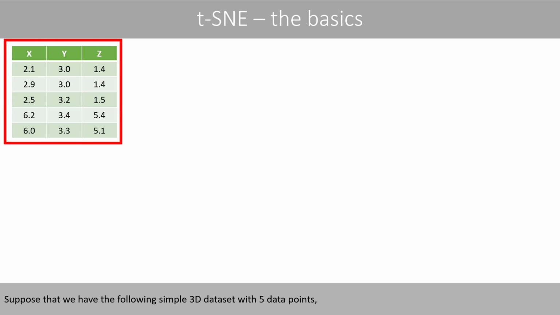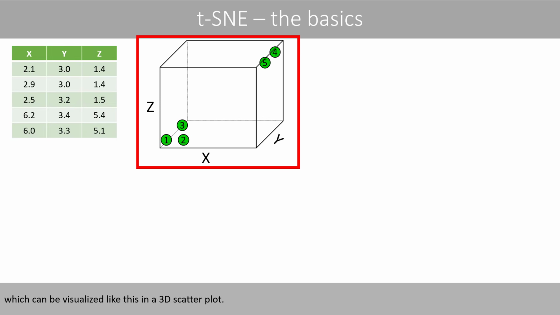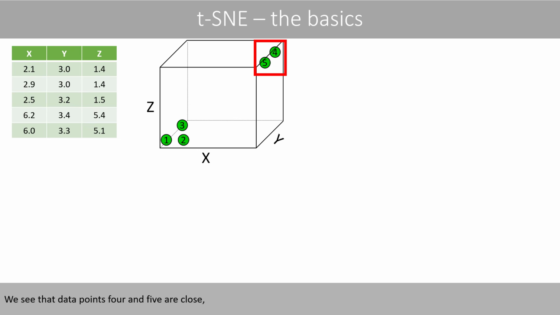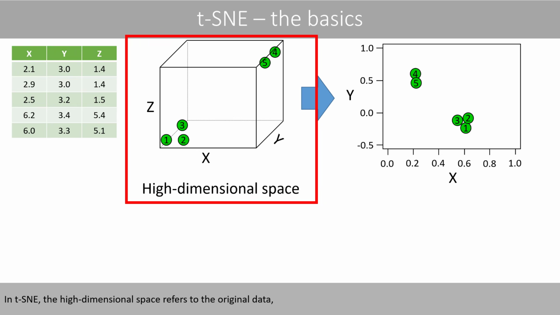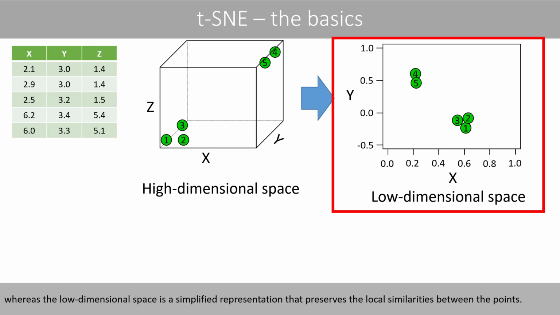Suppose that we have the following simple three-dimensional dataset with 5 data points, which can be visualized like this in a three-dimensional scatter plot. We see that data points 4 and 5 are close, whereas data points 1, 2 and 3 are close. The idea is to project these data points into 2 dimensions, so that we can visualize the data in a simple 2-dimensional scatter plot. In t-SNE, the high-dimensional space refers to the original data, whereas the low-dimensional space is a simplified representation that preserves the local similarities between the points.